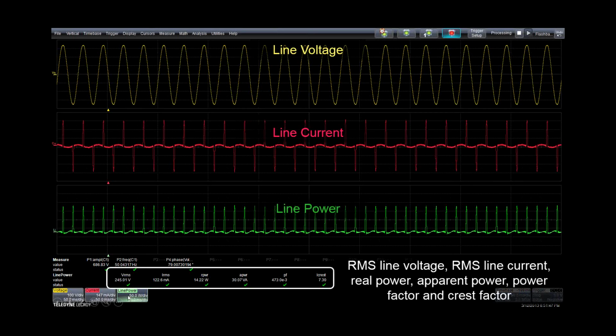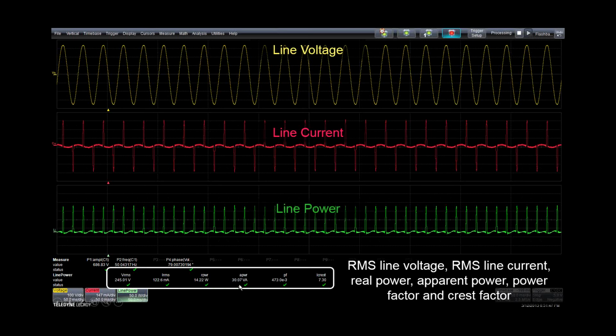And we have some measurements that were displayed at the bottom here. So this is done again using our automated power analysis package. This is going to calculate for us the RMS voltage, RMS current, and then we have the real power, apparent power, power factor, and the crest factor.